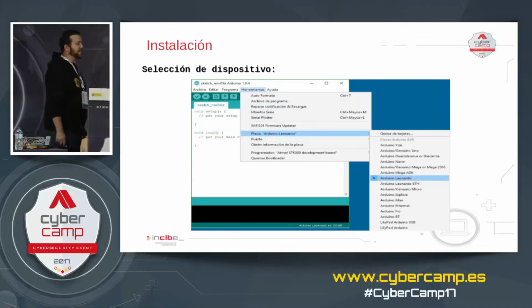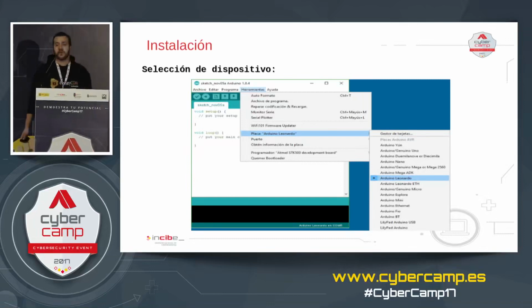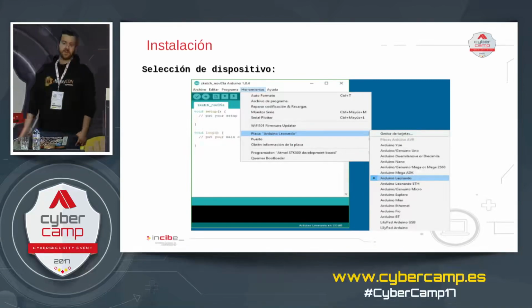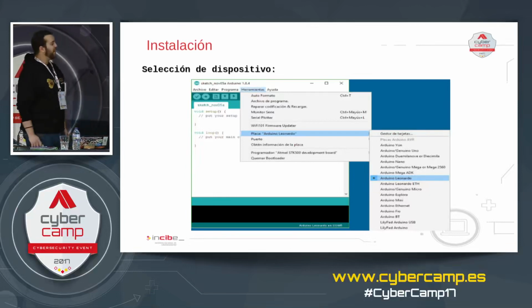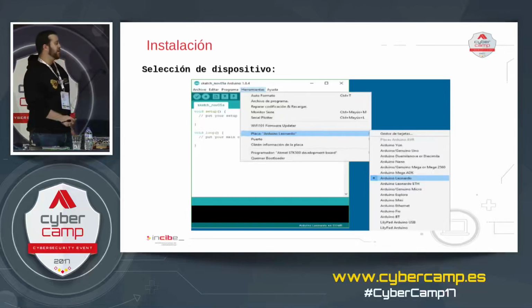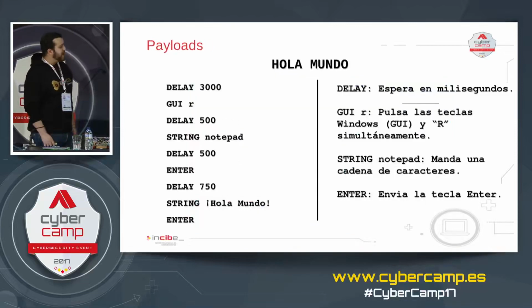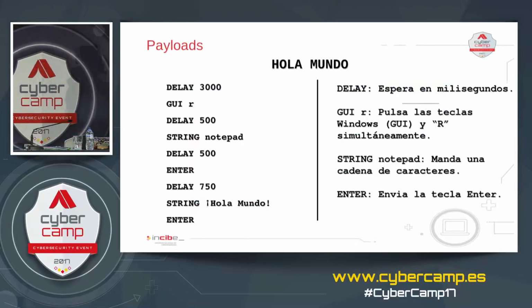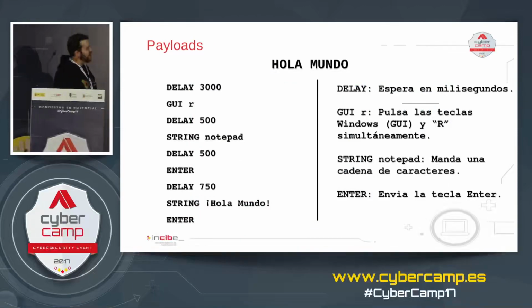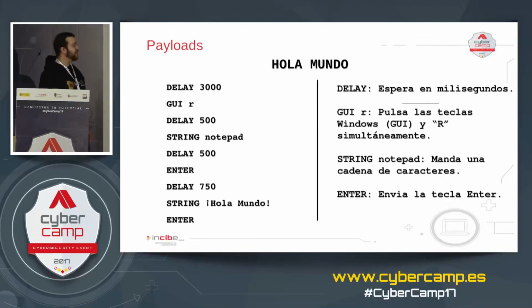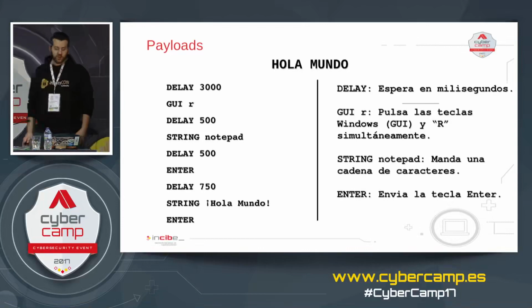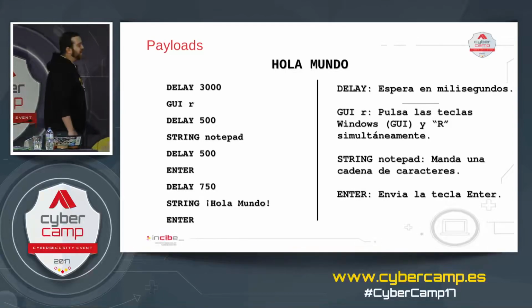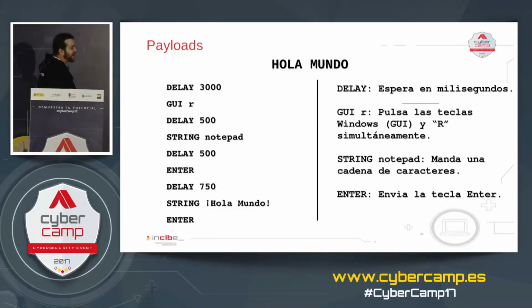Another step is to select the device and to simplify the use of this installation without having to compile anything. We can just add it using the Arduino system. This is one of the most simple scripts that we can enter. We can write in a notepad, send the characters chain, and print Hola Mundo, or Hello the World.